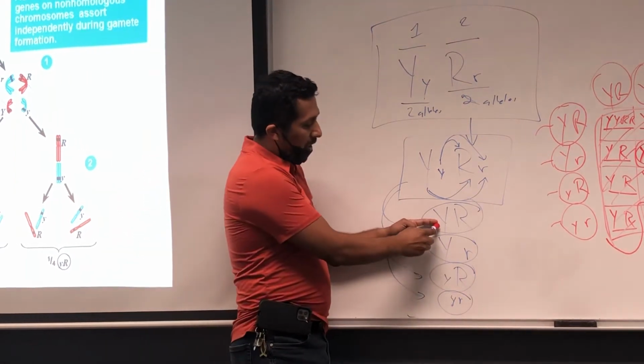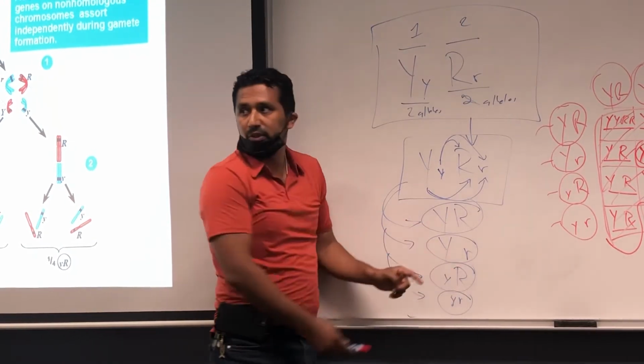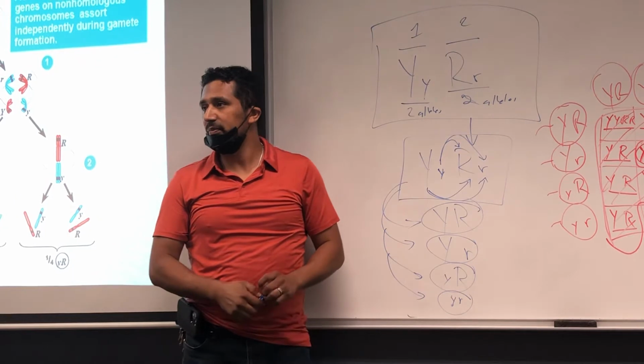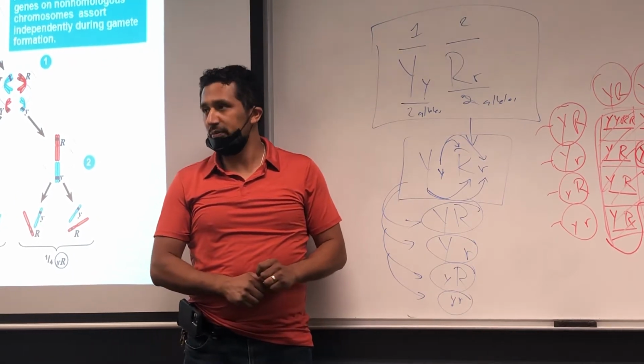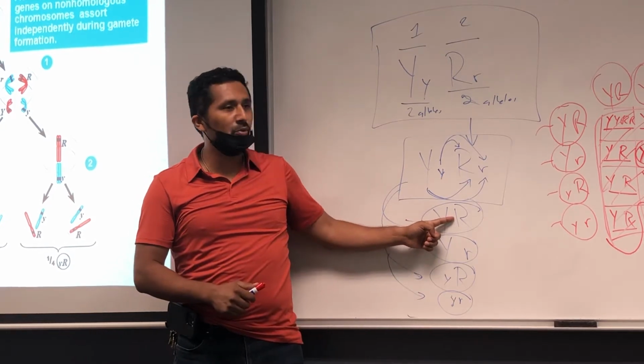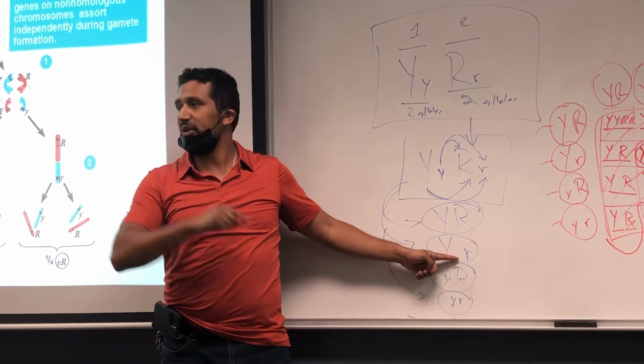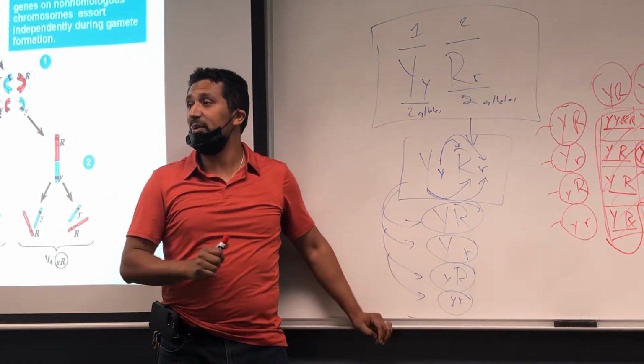This big Y can go either with the big R or it can go with the little r. It doesn't matter, it doesn't care. Okay? It doesn't discriminate. It's not like it's saying, oh, I'm a big Y, I can only hang out with the big R, I don't want that little r. That's right, that is the law of independent assortment.